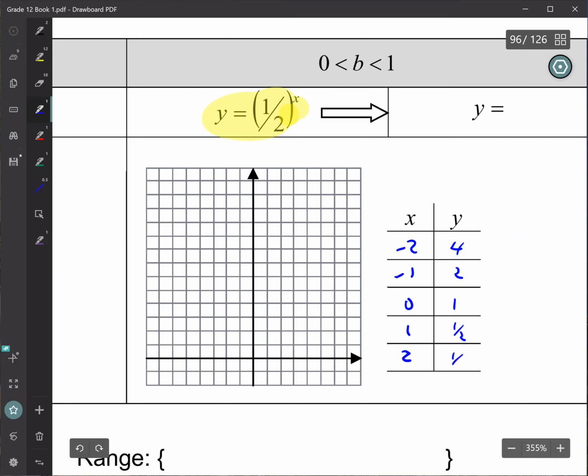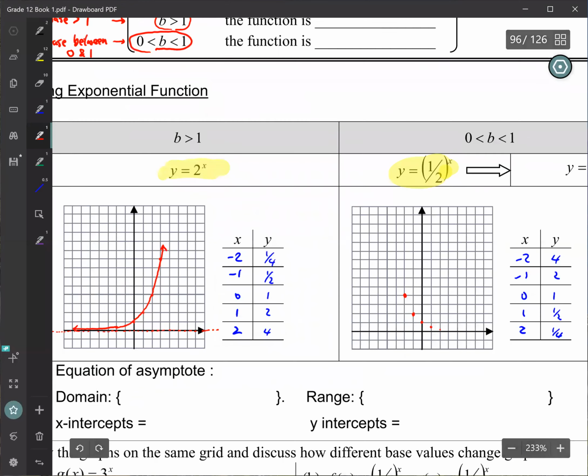Yep. Okay. So let's plot them out. Negative 2 will be 4. Negative 1 is 2. 0 is 1. 1 is half. And 2 is 1/4. Sort of like going the opposite way. So instead of going up, it will be going down. So something like this. As we move to the right, it's getting smaller and smaller.